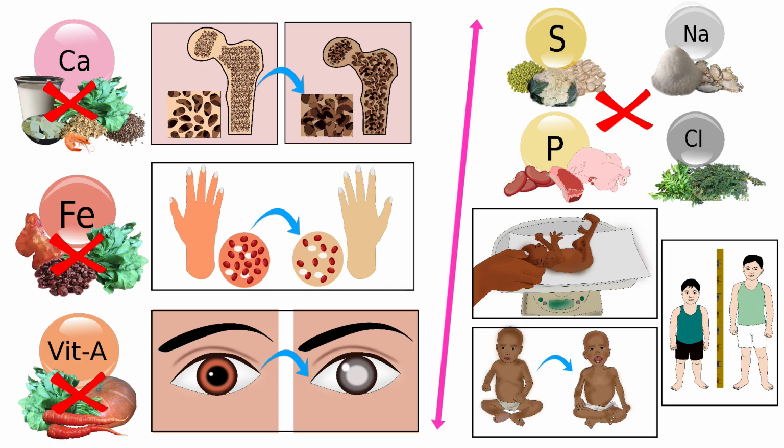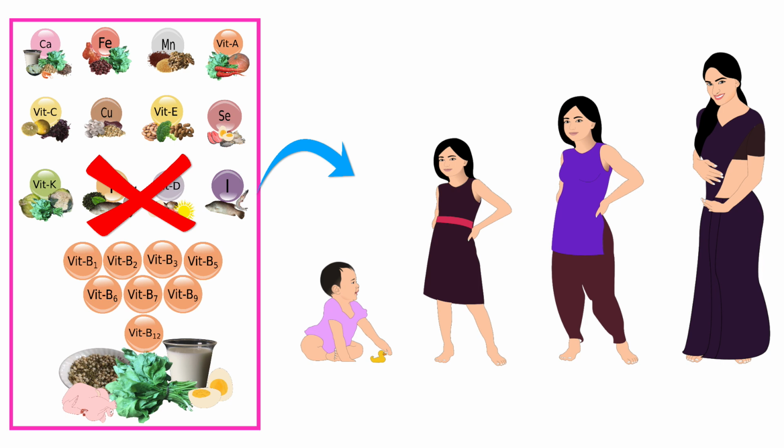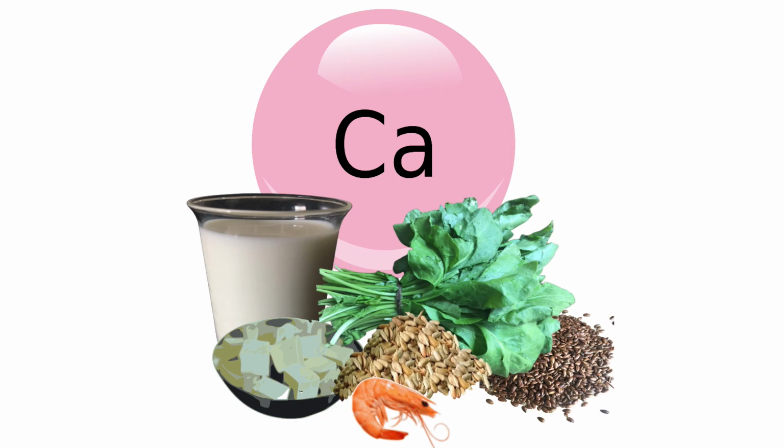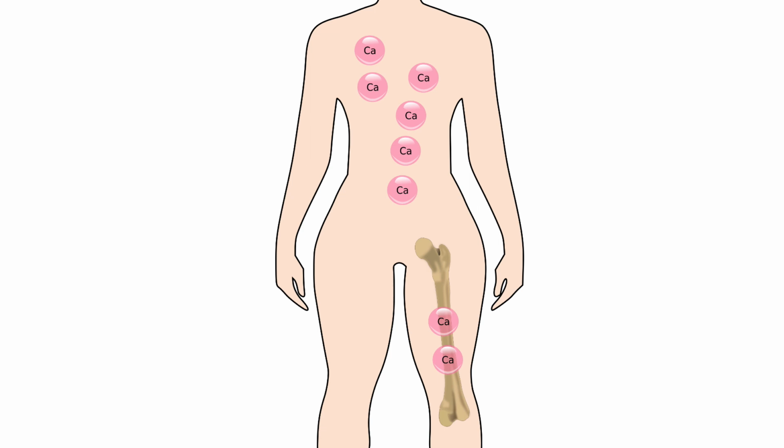Let's discuss the response of our body to Type 1 and 2 nutrient deficiencies. During a Type 1 nutrient deficiency, the body continues to grow normally. Body takes this nutrient from the specific tissues in which it is stored. Let's take calcium as an example. In calcium deficiency, the body uses the calcium stored in the bones.